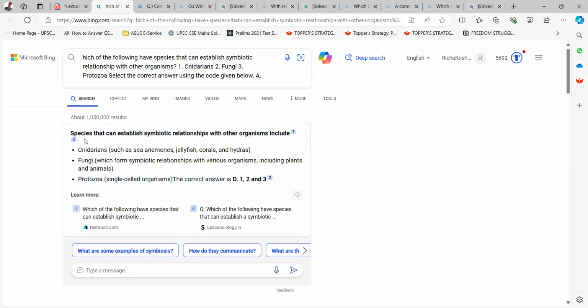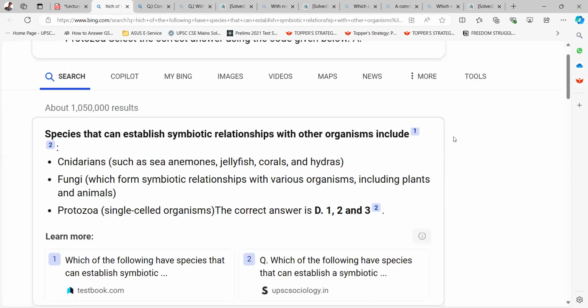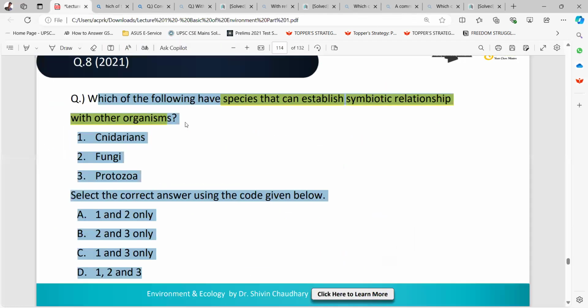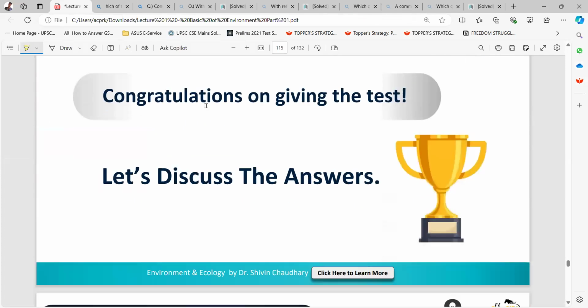Okay, species that can establish symbiotic relationship with other organisms include cnidarians such as sea anemones, jellyfish, corals, and hydras. Fungi, which form symbiotic relationships with various organisms, including plants and animals. Protozoa are single-celled organisms. So, 3 is the correct answer. Okay.